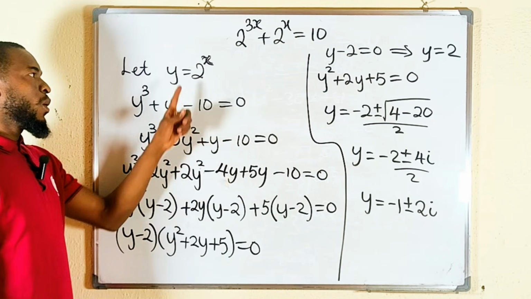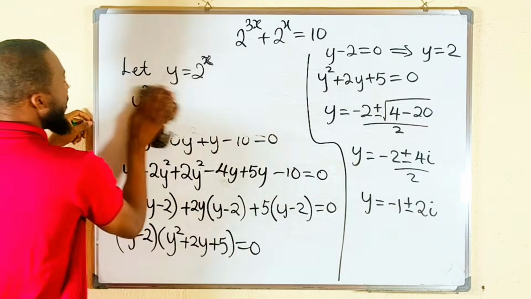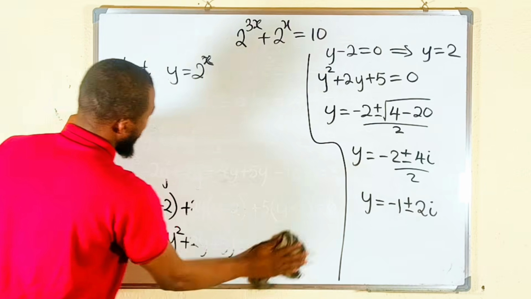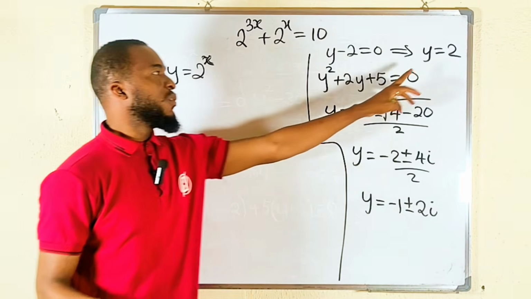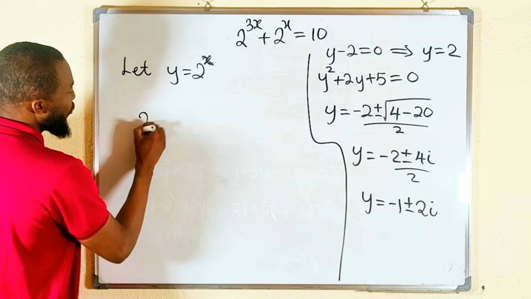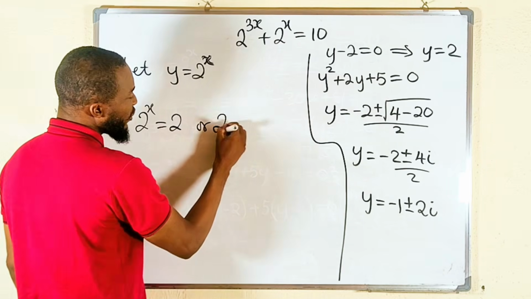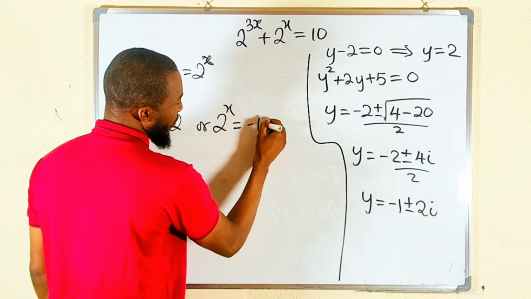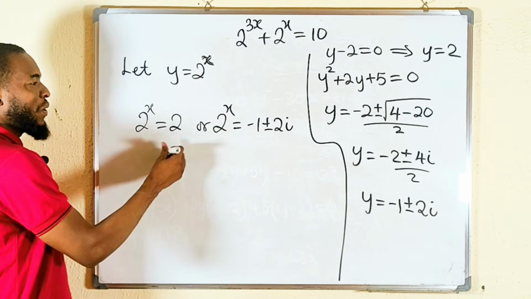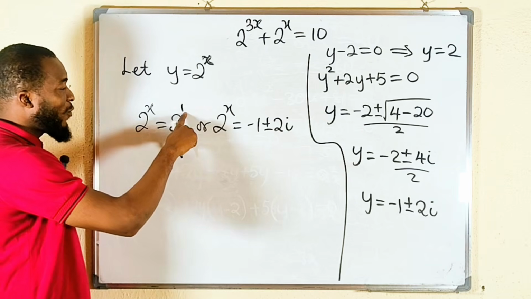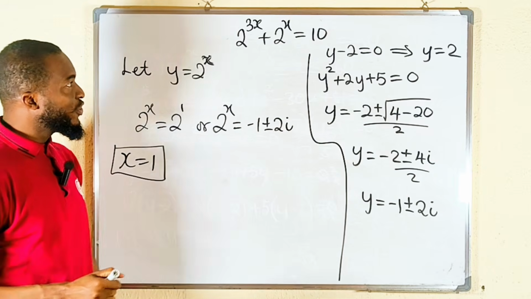But remember, y is 2 to the power of x. So let's continue here. If y is 2 to the power of x, the first y we got here is 2. So it means that 2 to the power of x is equal to 2. Or 2 to the power of x is equal to minus 1 plus or minus 2i. I don't even know whether we're going to get a nice solution here, but remember this is 2 to the power of 1. Bases are the same, therefore x equal to 1 is a valid solution, which you can check.